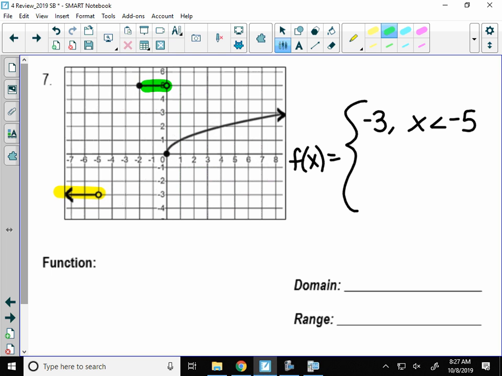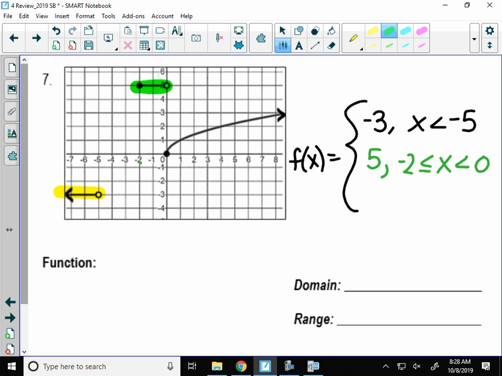This middle piece here is also a constant function. That constant function happens at y equals 5. It's a segment, so I have 2 endpoints. The first endpoint's at negative 2. That's a closed dot. And I have an open dot at 0.